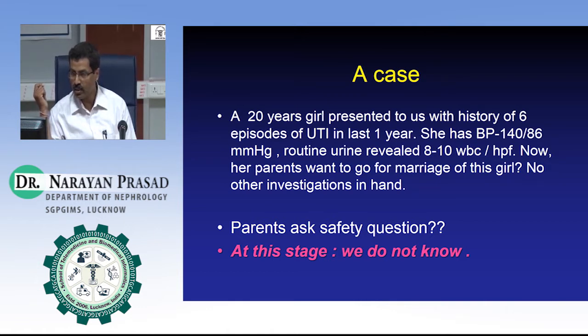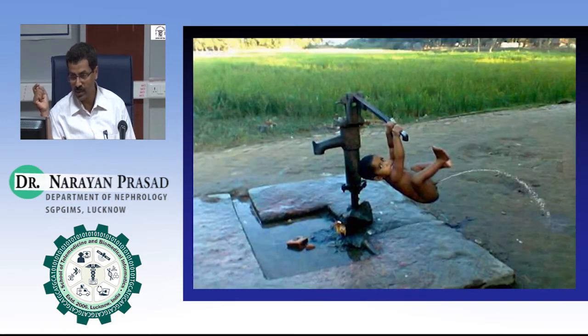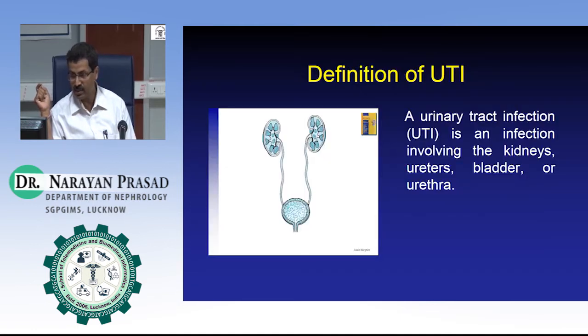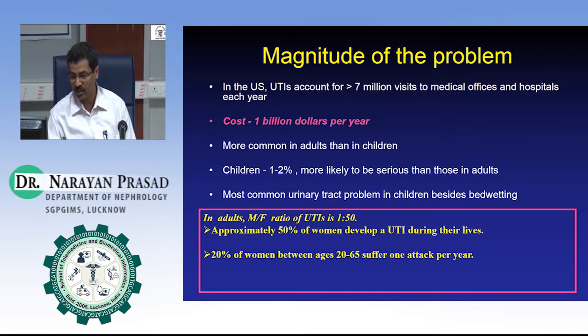It is the more common urinary tract problem in children besides bedwetting. In adults, females outnumber males. The ratio is 1:50, and approximately 50% of women develop one episode of urinary tract infection during their lifetimes, and 20% of women between the ages of 20 to 65 years suffer one attack per year.